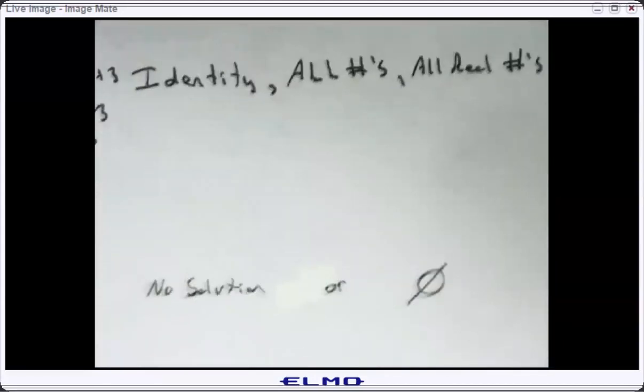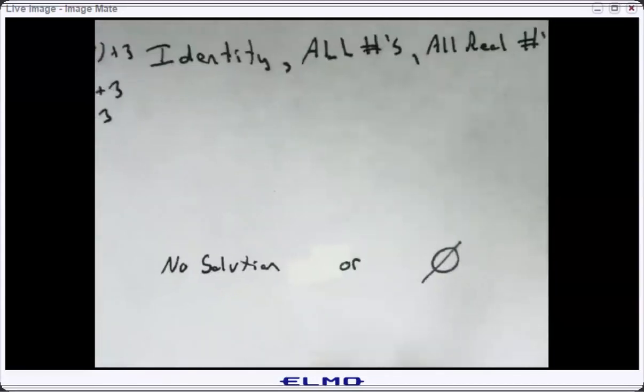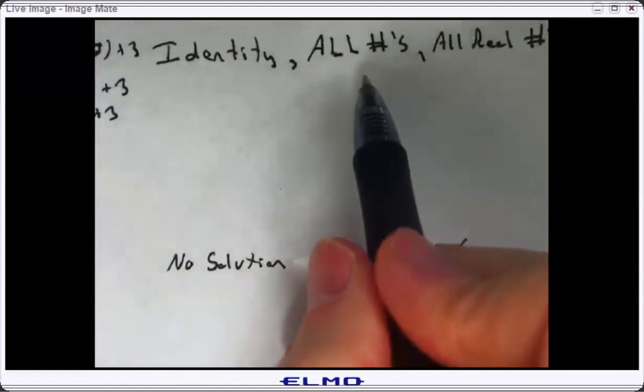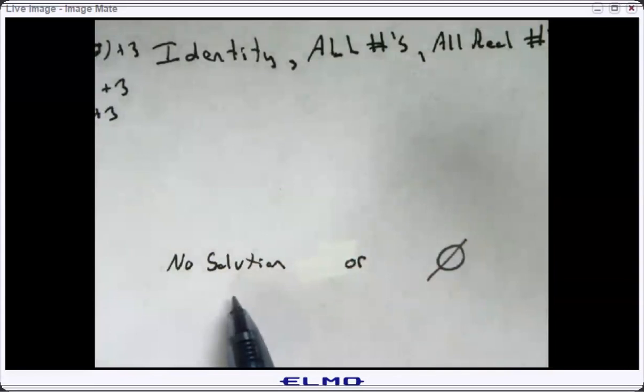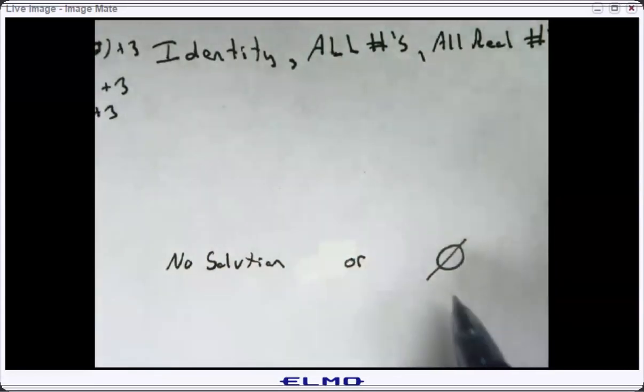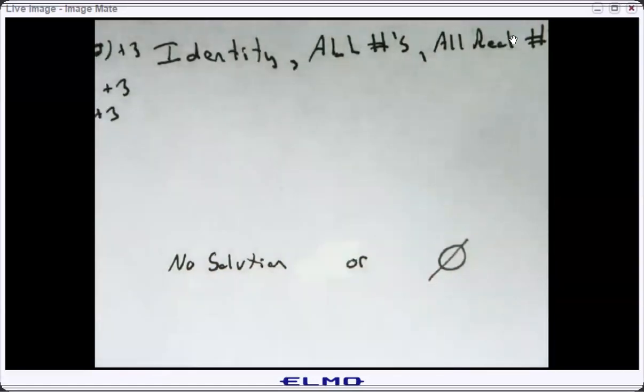So that is our video on identities, which can also be written as all numbers and all real numbers, or equations where there is no solution. There's no number you could plug in and make it be true. And no solutions can also be written like this.